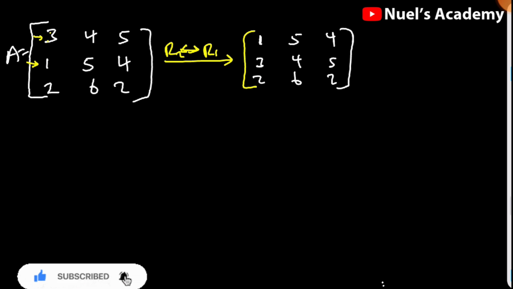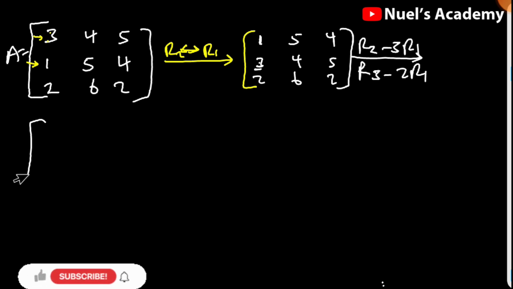The next thing we're going to do here is to make this 3 to be 0. For us to make that, we're going to apply this row operation, row 2 minus 3 times row 1. So to make this 3 into 0, we're going to use this row 1. It's going to be 3 minus 3 times row 1, because 3 minus 3 is 0. At the same time, we are going to make this 2 here to be 0 by applying this row operation, row 3 minus 2 row 1. So let's apply these two operations to this matrix. Remember row 1 did not change, so we have 1, 5 and 4.